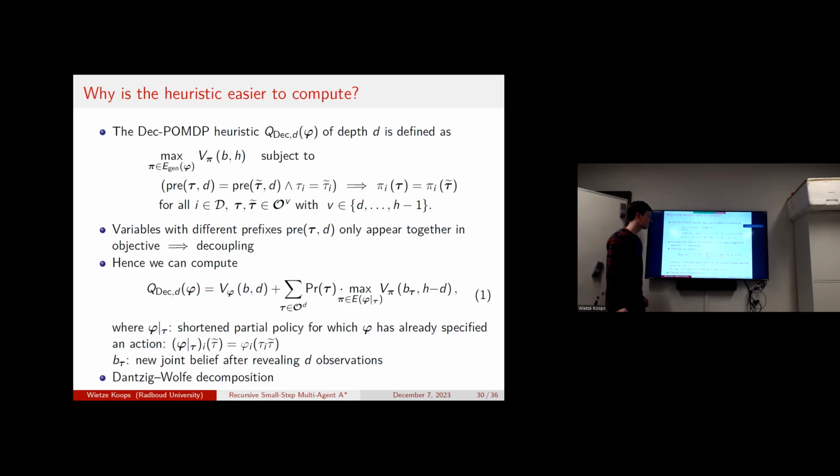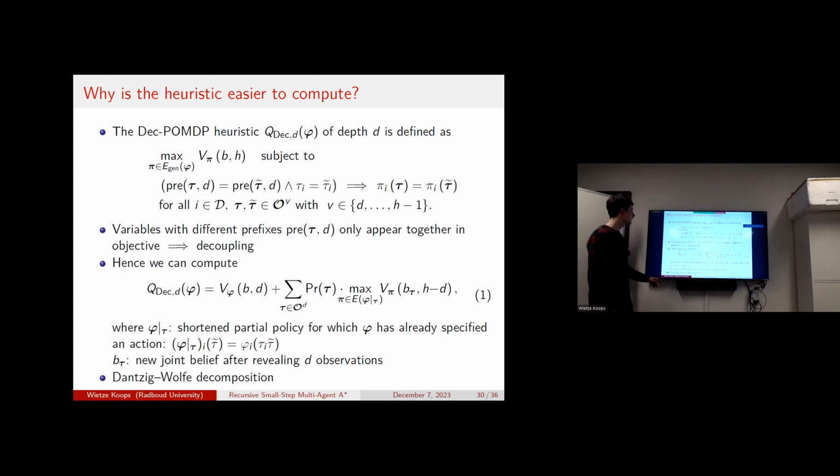So we take a weighted sum over the possible observation histories that we could have revealed. And then we say, okay, but actually, if we reveal these joint observations, it doesn't matter what we did before this. So I'm just going to take this off. I'm going to compute the new joint belief. Everything that happened before that, I'm going to ignore.